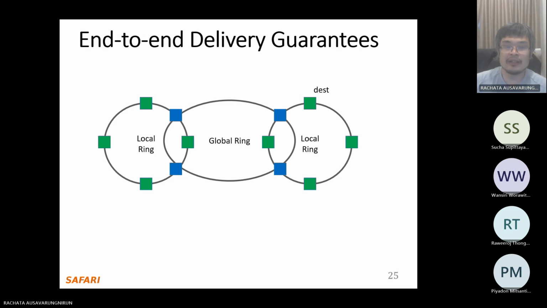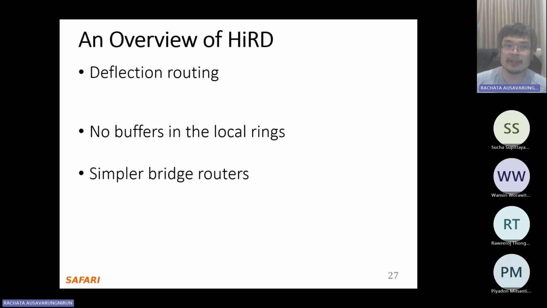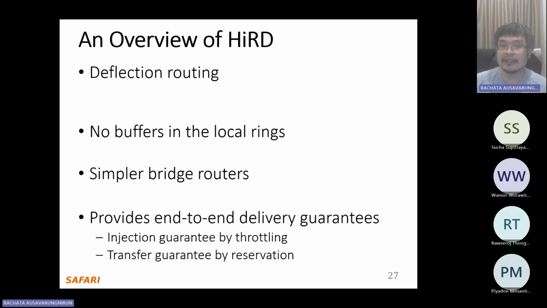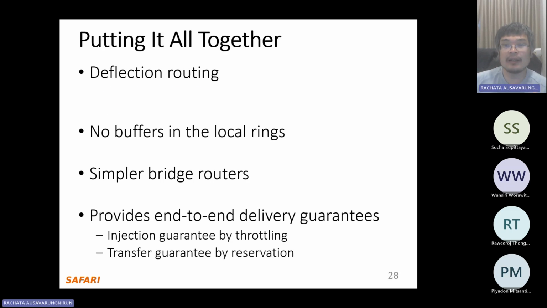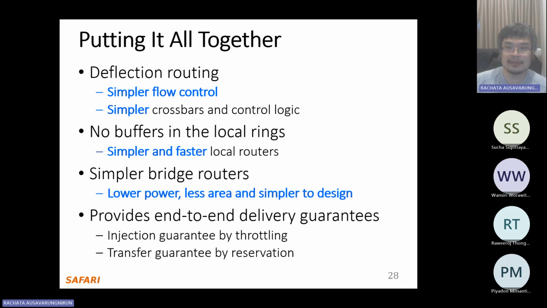All right. So that's basically our solution called HiRD, hierarchical ring with deflection. We use deflection routing. There's no buffer in the local ring. We have a simplified bridge router and give you the end-to-end delivery guarantee. We do this by using simpler flow control, a simple crossbar, a simpler, faster local router, lower power in the bridge router, less area, and simpler design.